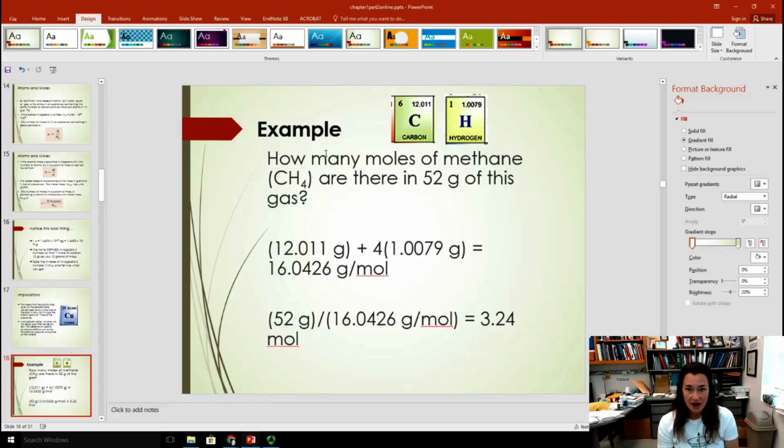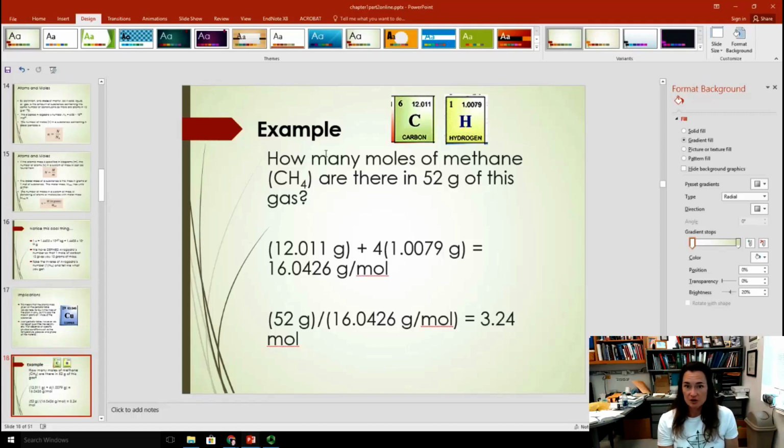Okay, so to figure this out, you look at the periodic table and you get the atomic mass read off the periodic table. So we talked about carbon already. It's got 12.011 grams per mole of carbon. And if you read off for hydrogen, it's got 1.0079 grams for 1 mole of hydrogen. So to find the mass of 1 mole of methane, you just take 12.011 for the 1 carbon plus 4 times 1.0079 for the 4 hydrogens. You sum that to get 16.0426 grams for 1 mole of methane.